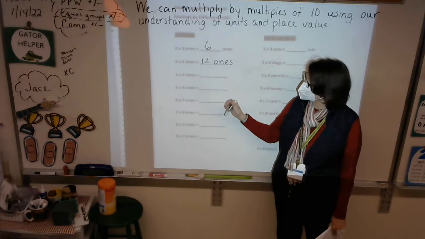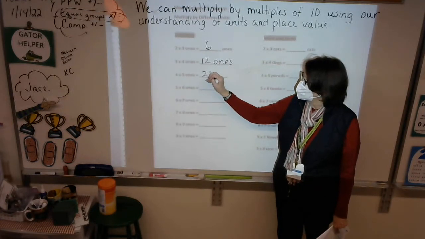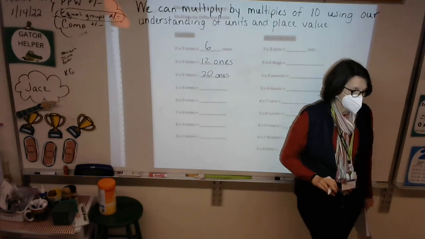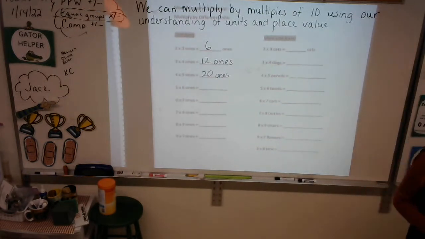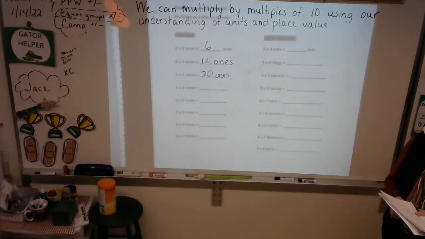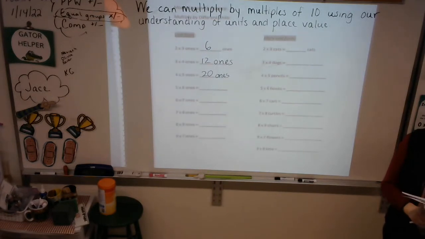4 times 5 ones gives you 20 ones. Go ahead and do those last 1, 2, 3, 4, 5 on your own. 5 times 6 ones, 6 times 7 ones, 7 times 8 ones, 8 times 9 ones, and 9 times 7 ones. Put your hand on your head when you're done.